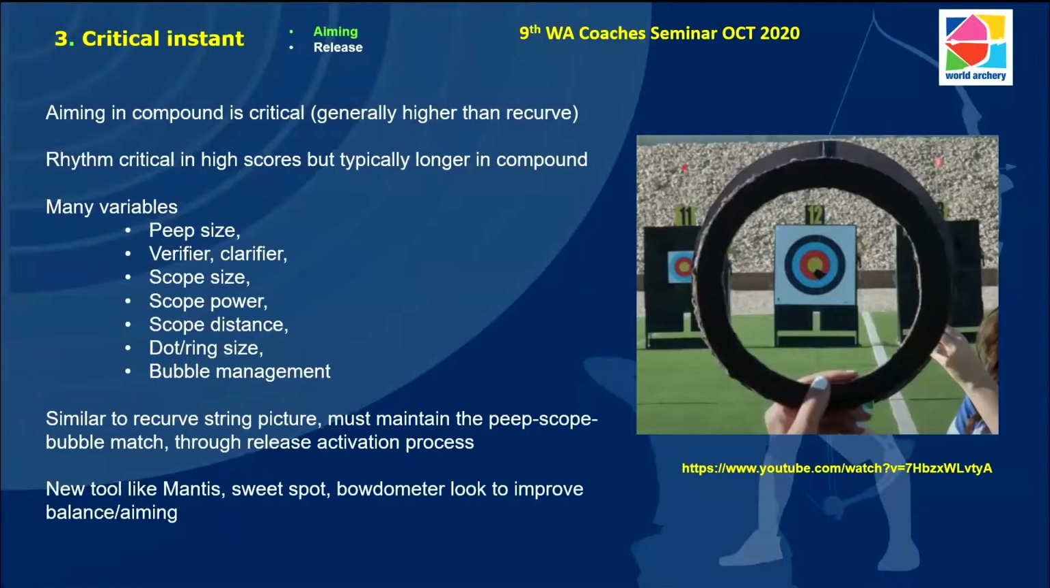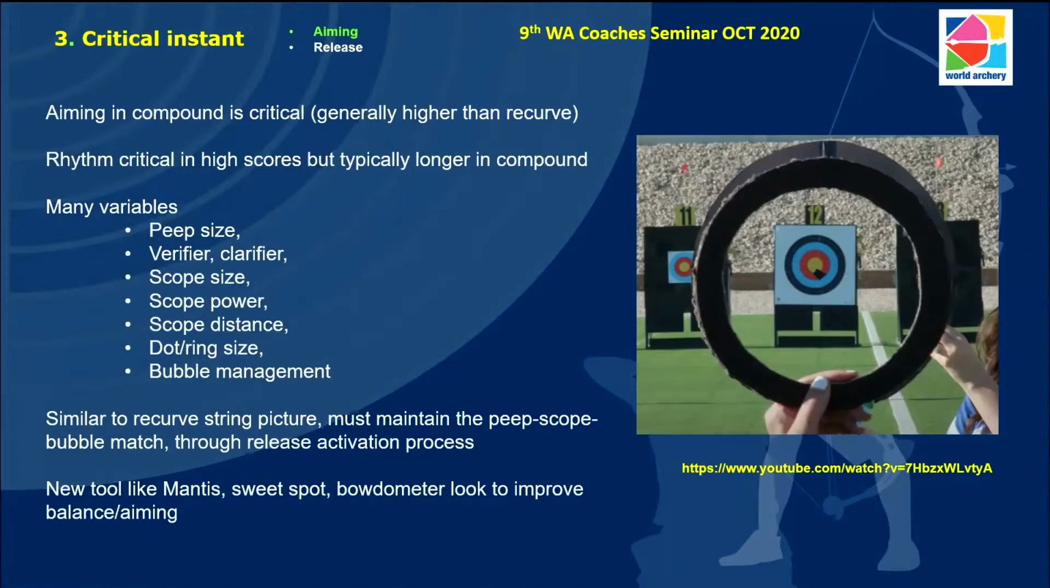So I made some comments here around similar to the recurve. It has string picture, so that's where the string is versus the sight pin that they're using. They have to match that through the sequence of their draw, this expansion phase, as some people will call it. We also, as compounders, have to make sure that that peep, scope, bubble, and dot management is also maintained as they're expanding or using their release aid.